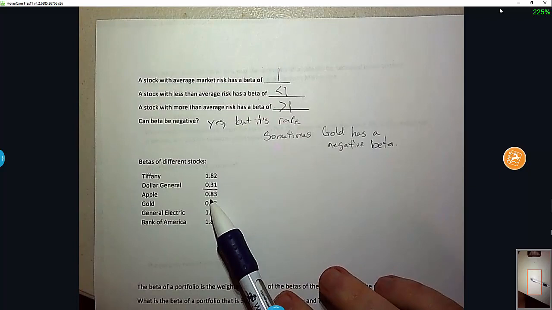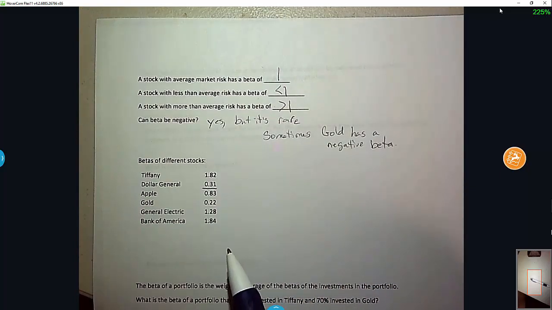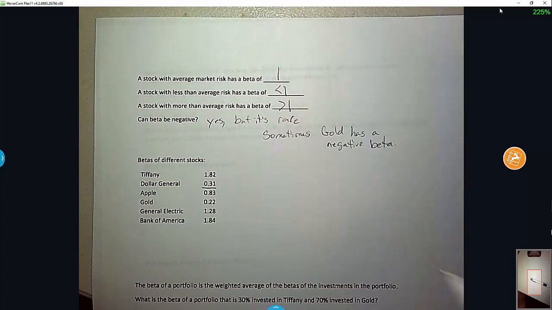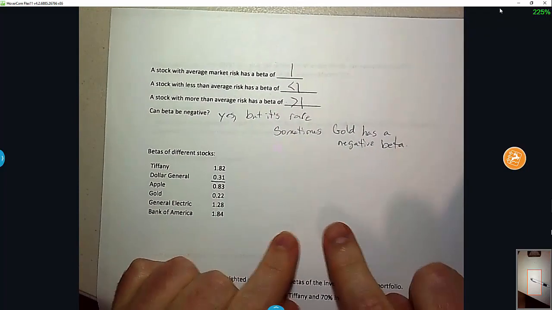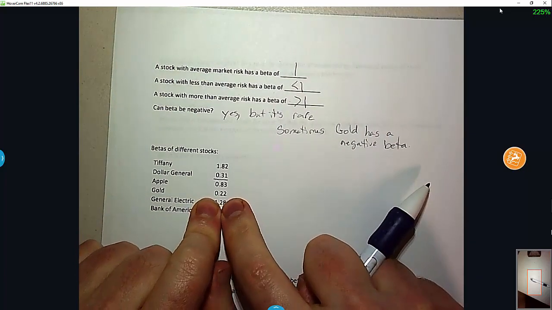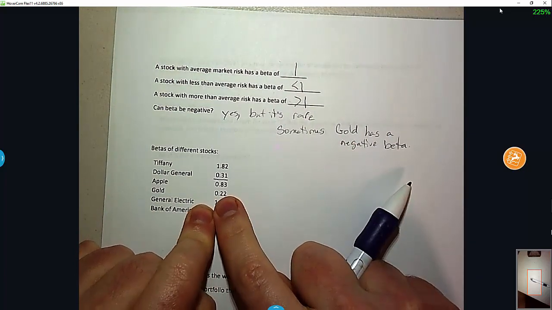Apple actually has a beta of less than 1, which was a little surprising to me because I think of that as a luxury good. But so many people own iPhones or MacBooks or some kind of Apple device that they are engaged with the Apple ecosphere. They use the Apple services and they're locked in that way. So they're less likely to move to a different product. Even if the economy goes into a recession, they break their phone, they need a new phone. If they can, they're going to buy an iPhone because they're already in that ecosphere. They're already locked into that. So Apple has less than average market risk. Gold, I mentioned gold, sometimes has a negative beta, very low beta.